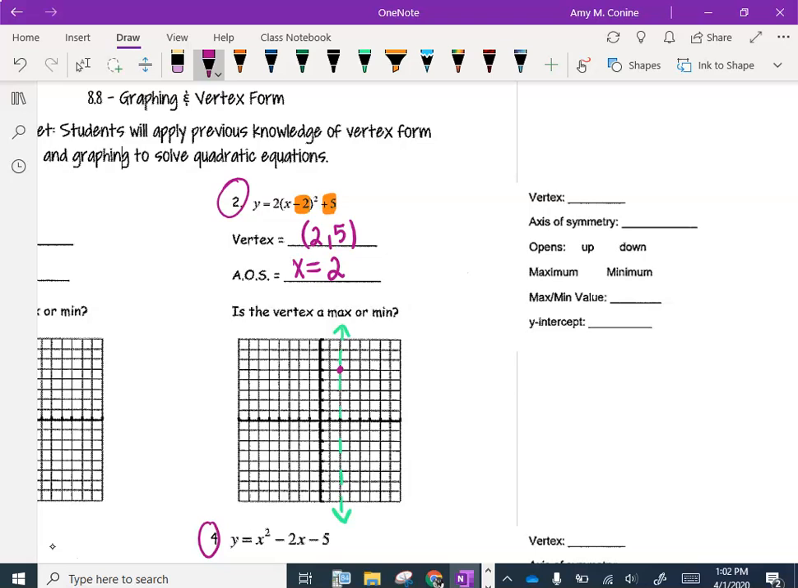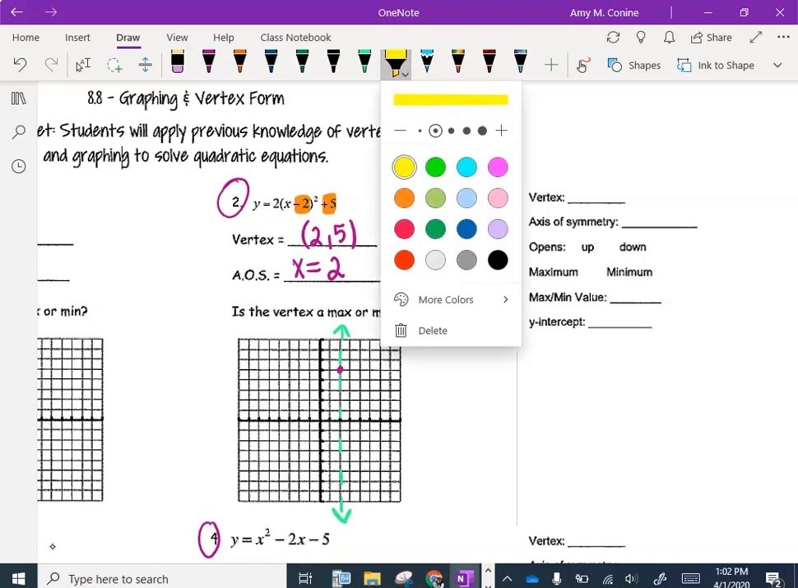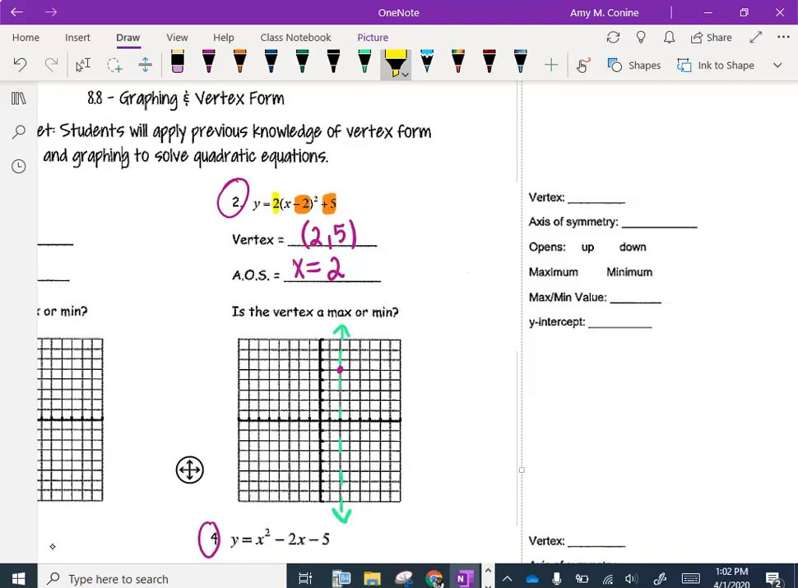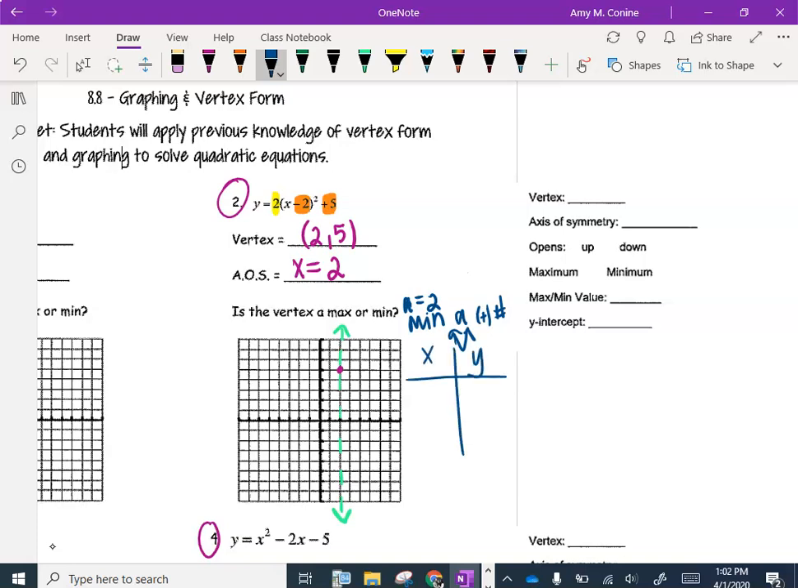And then my question is asking, do I have a max or min? So you would look at your a value here. So if you remember, a is this 2 out front. So here a equals a positive 2. So that means we would have a minimum because a is a positive number. So it's facing up. Okay, so we're going to make a quick little table so we can plot the rest of our points so we can graph.